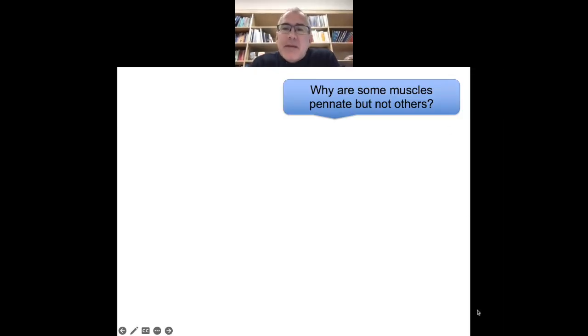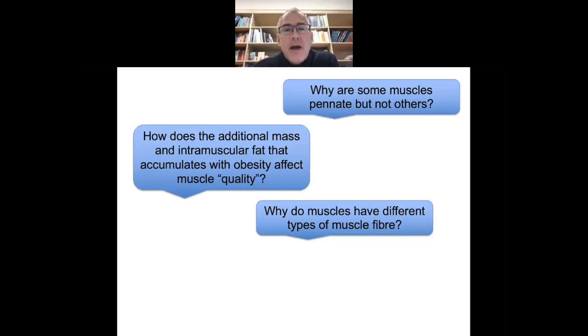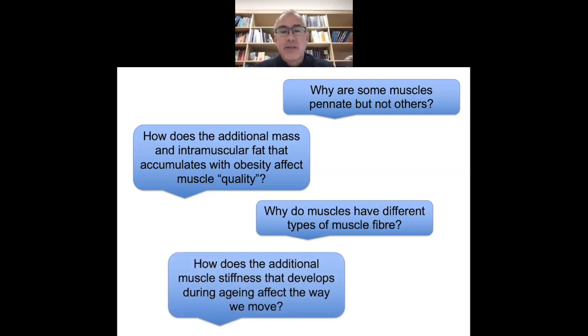Why are some muscles pennate, but not others? Why do muscles have different types of muscle fiber? How does the additional mass and intramuscular fat that accumulates with obesity affect muscle quality? How does the additional muscle stiffness that develops during aging affect the way we move? These are questions I ask my undergraduate students.